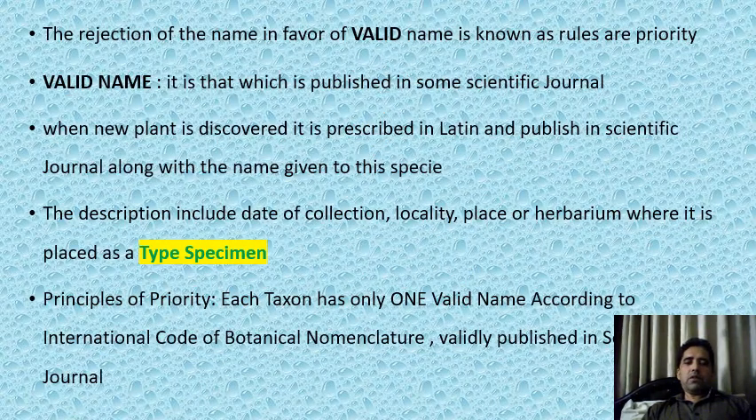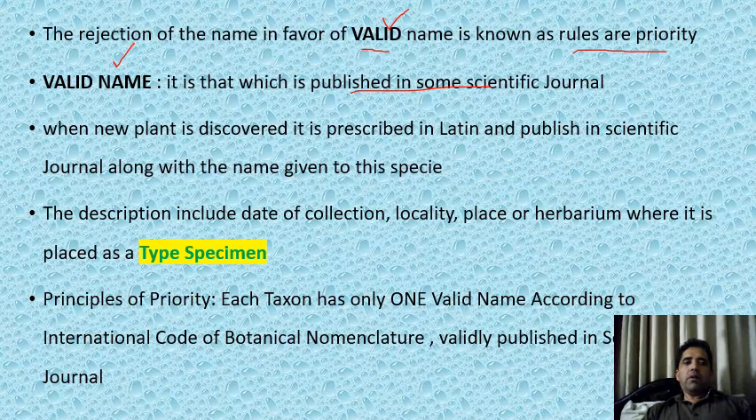So when a plant is given two scientific names, one is rejected and the other is accepted. This rejection of a name in favor of the valid name is called the rule of priority. What is a valid name? It is a name which is validly published in some scientific journal, then it is considered a valid name.